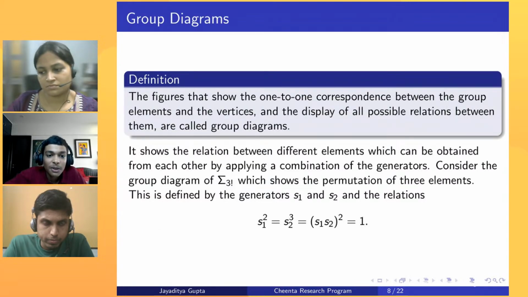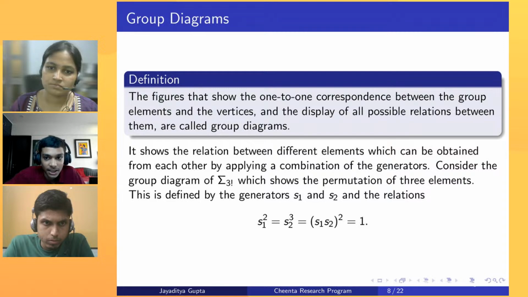Yeah. So firstly, what are group diagrams? Group diagrams are figures that show a one-to-one correspondence between the group elements and the vertices, and the generators and edges. And they display all possible relations between the elements of the group. And these figures are called group diagrams.